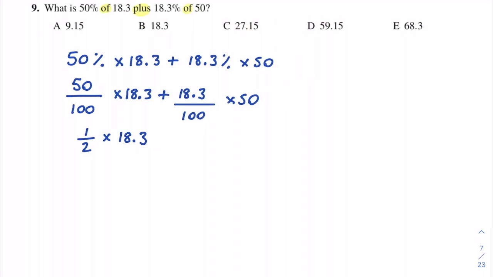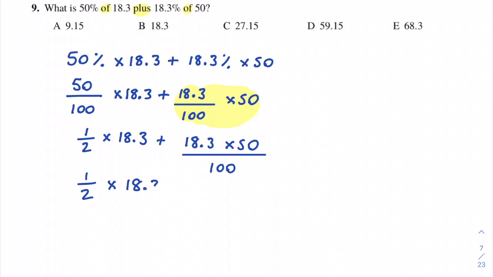Now in here we're going to do something quite clever. What we can do is we can combine the numerators. So we can multiply 18.3 by 50. Okay, so this is just the same as saying 18.3 times 50 over 100. Now what I can do is I can rewrite this again, but I can pull out the 18.3 and just leave this as multiplying 18.3 by 50 over 100.